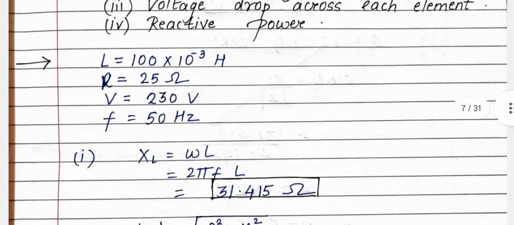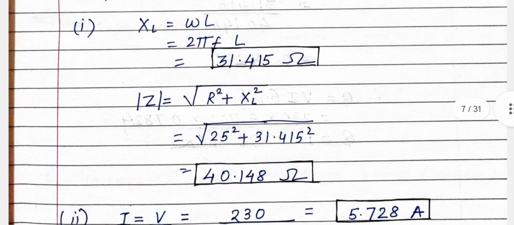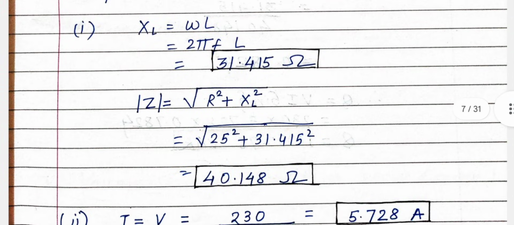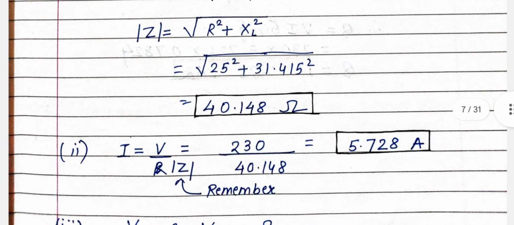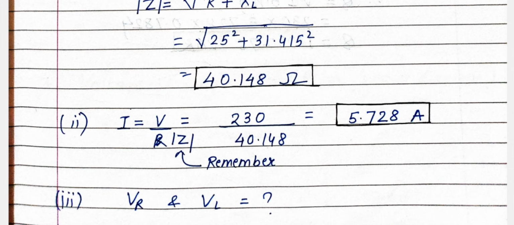Remember, inductive reactance and capacitive reactance are in ohm. Then they have told us to find the impedance, Z. The formula for Z is equal to the square root of R square plus XL square. Remember to use this formula only while working on a series RL circuit. Here R given to us is 25, squared, and XL we have found, 31.415 ohm, squared, and finally we get 40.148 ohms. You can practice these numericals and check whether the answers are coming correct in your calculator.